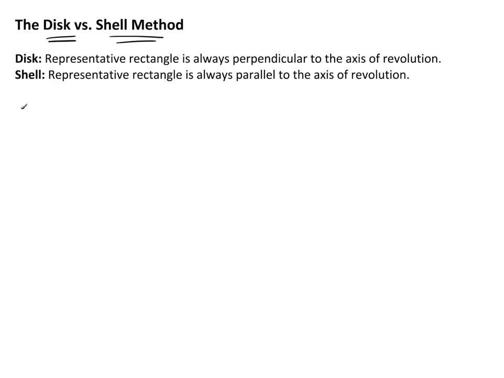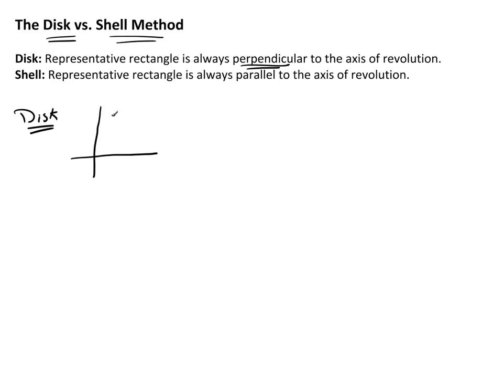So let's start off with obviously the disk method here. Now, the first thing you want to note is that in the disk method, the representative rectangle, or that slice, is always perpendicular to the axis of revolution. So let's draw a couple of pictures and see what that means.